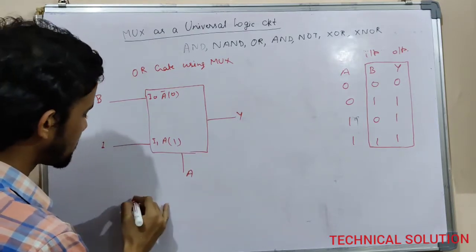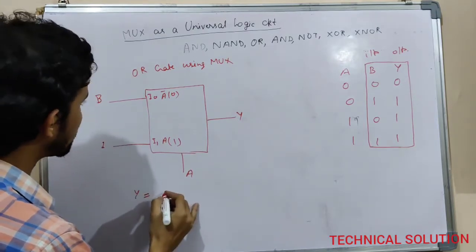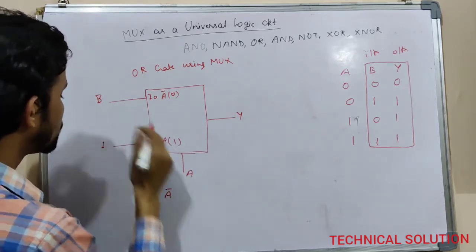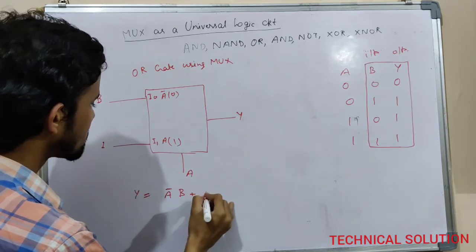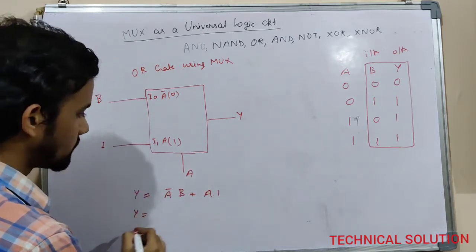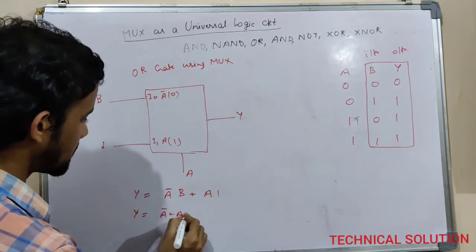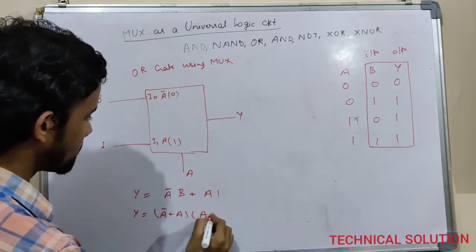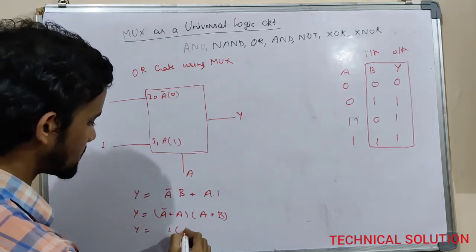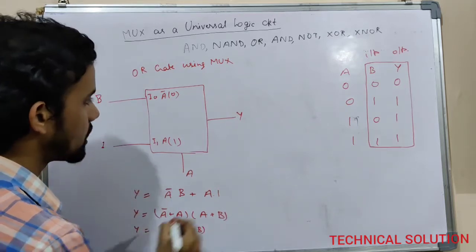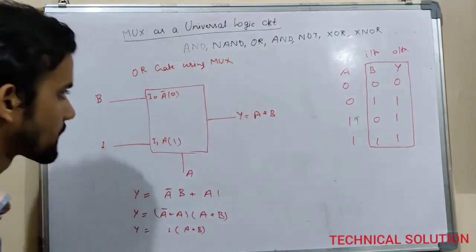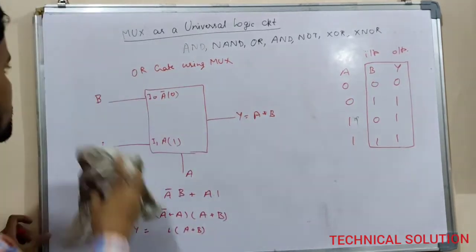Okay, if we solve this multiplexer, we get A bar into B plus A into 1. That is A bar plus A plus B. This A bar plus A is 1, and this is A plus B. This is the output of an OR gate. So in this way we realize the OR gate using a multiplexer.